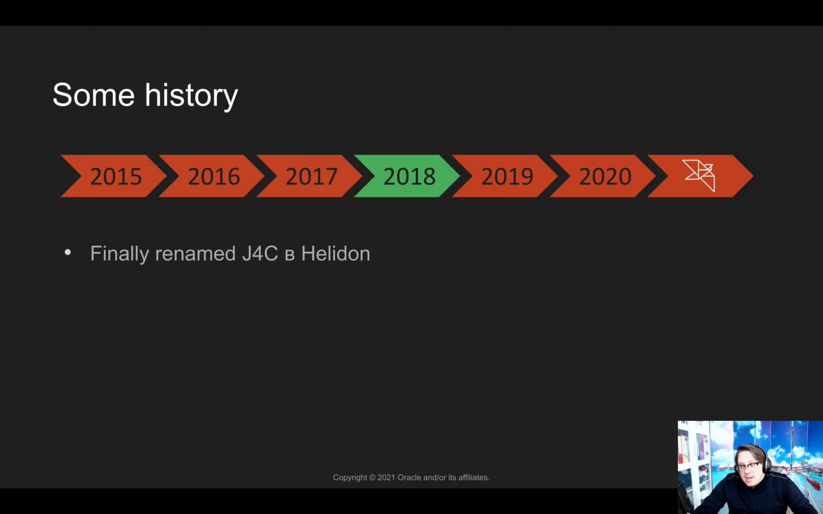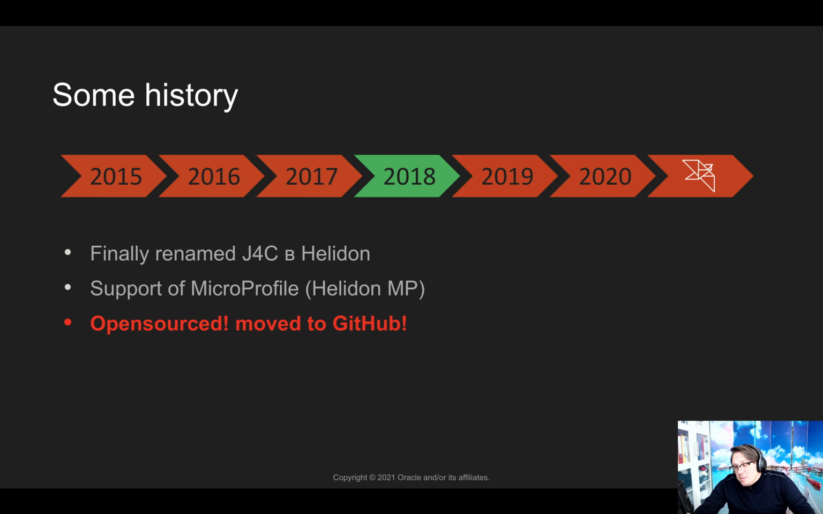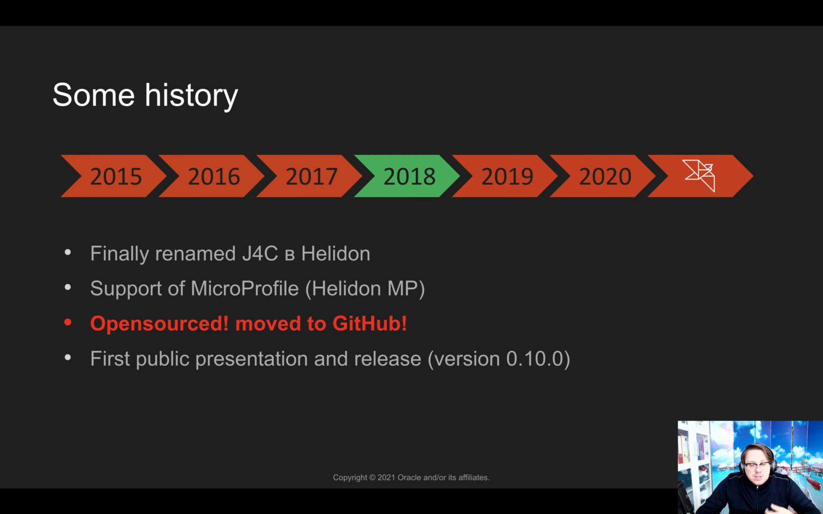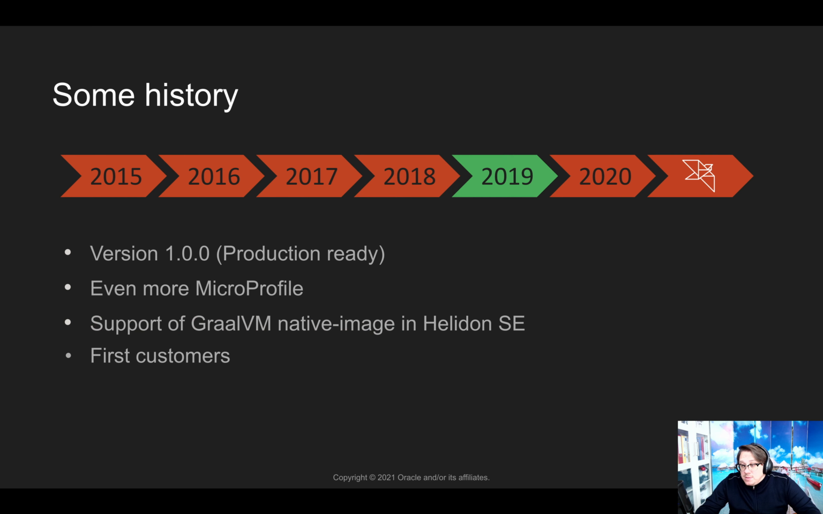So back in 2018, it was finally renamed to Helidon, which is great. And we actually started our MicroProfile support. That means that we decided that we will do something which is standardized, and a good foundation for that exactly is MicroProfile. I'll talk a bit later about it. Best part of it is that it was completely open sourced and moved to GitHub, and actually this year was the first public release of it. So it became a product.